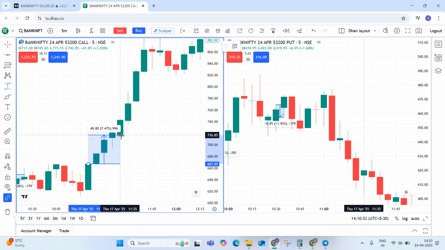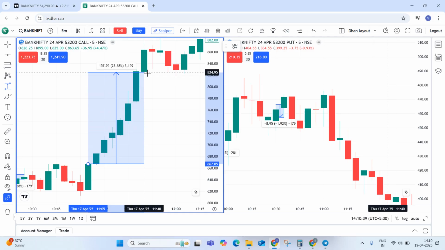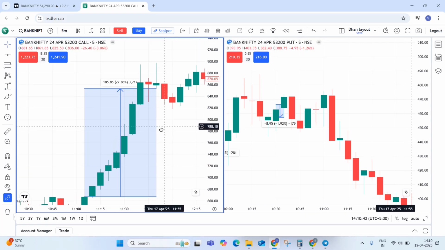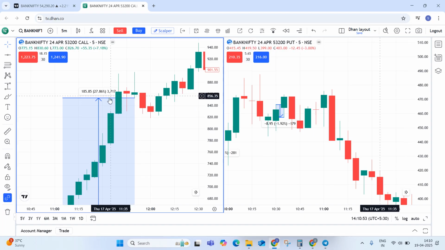So like this, I will drag at the 11:30 candle. I will drag. Okay, 11:35, 11:40, 11:45. At 11:50, I will keep my trailing stop loss at 851. Okay, so whenever a new candle forms and triggers this 851 price, my active session will break and my trade will be closed, right?